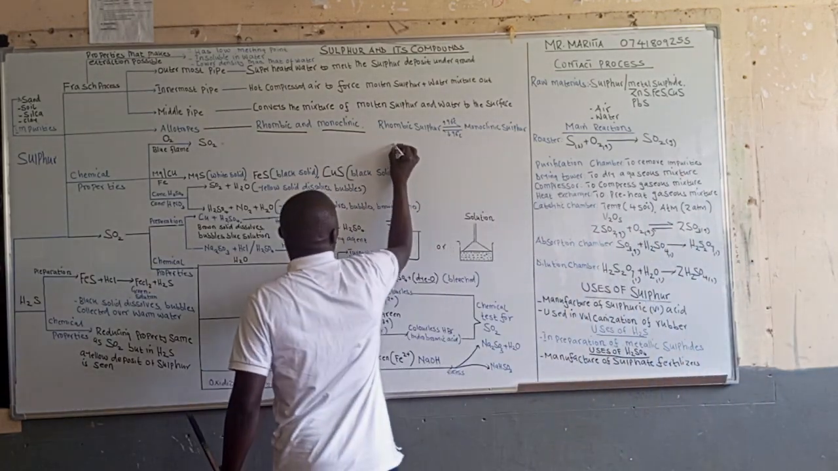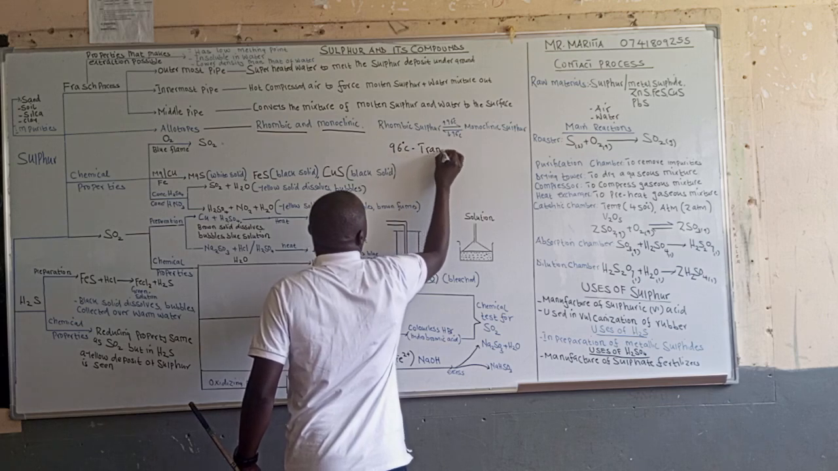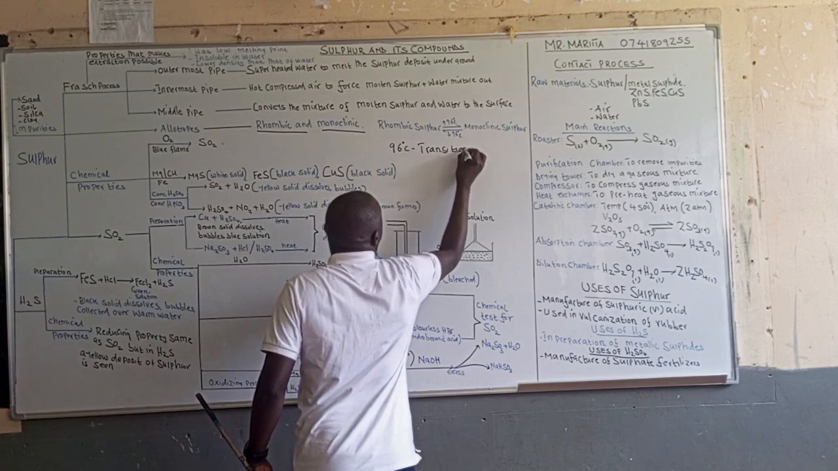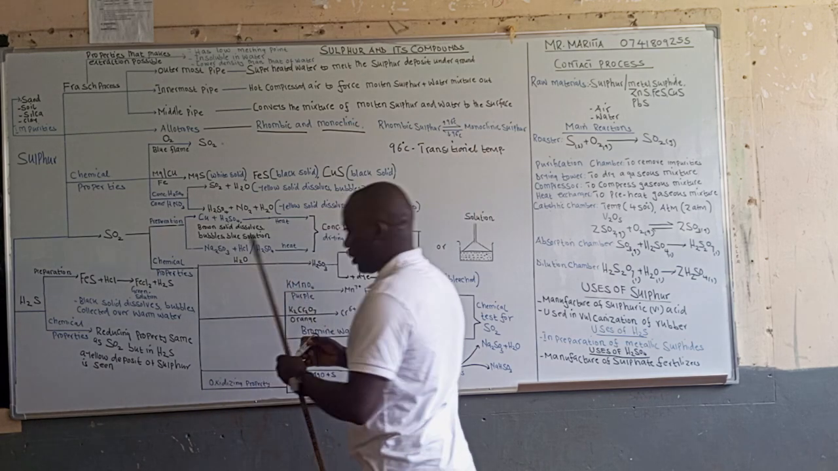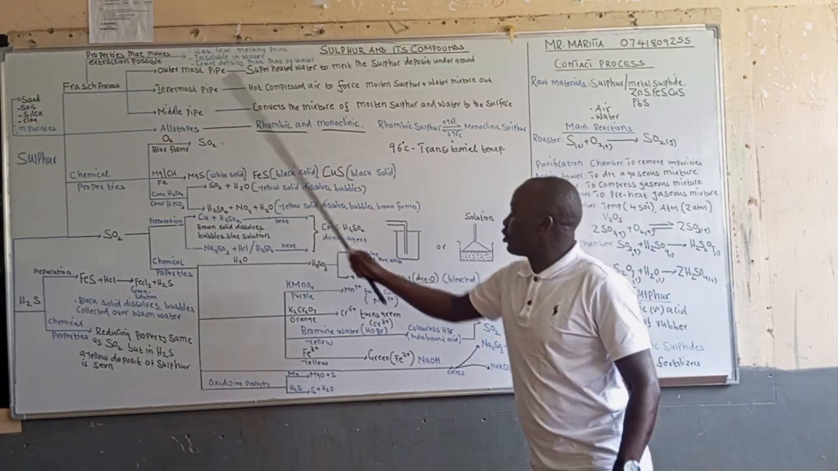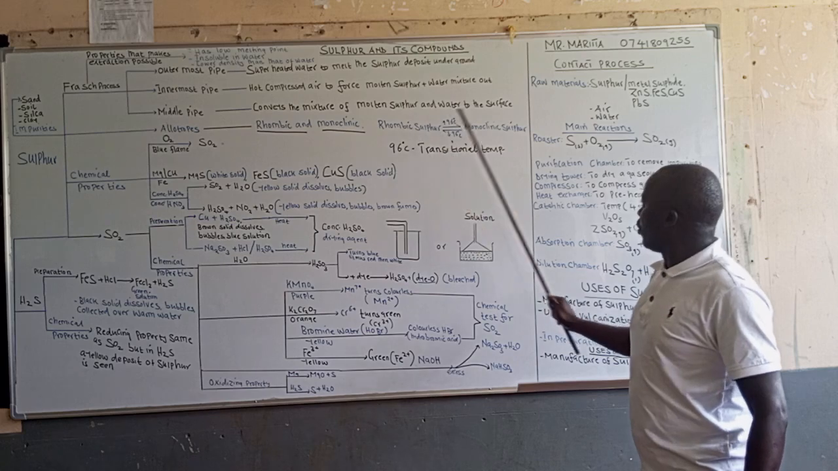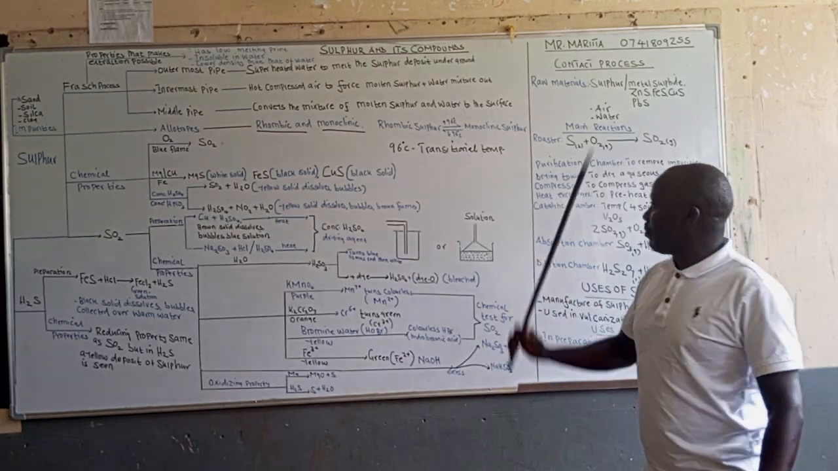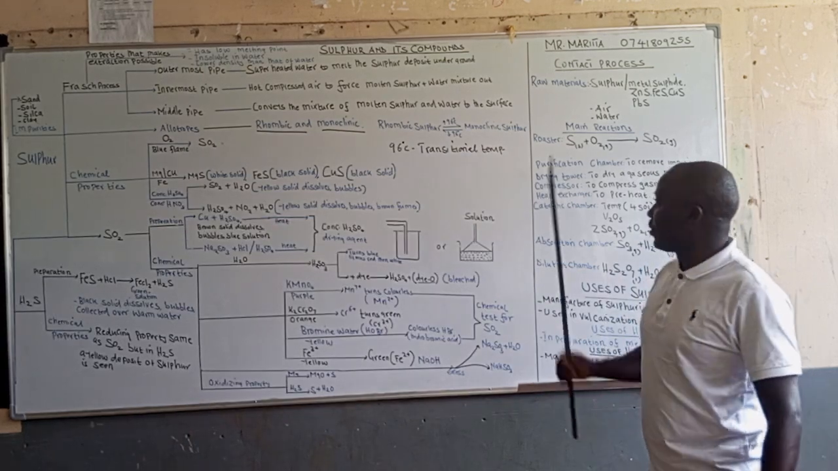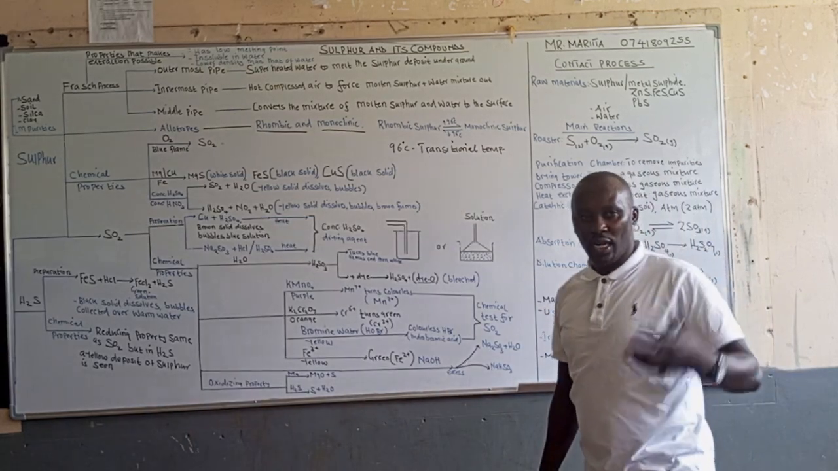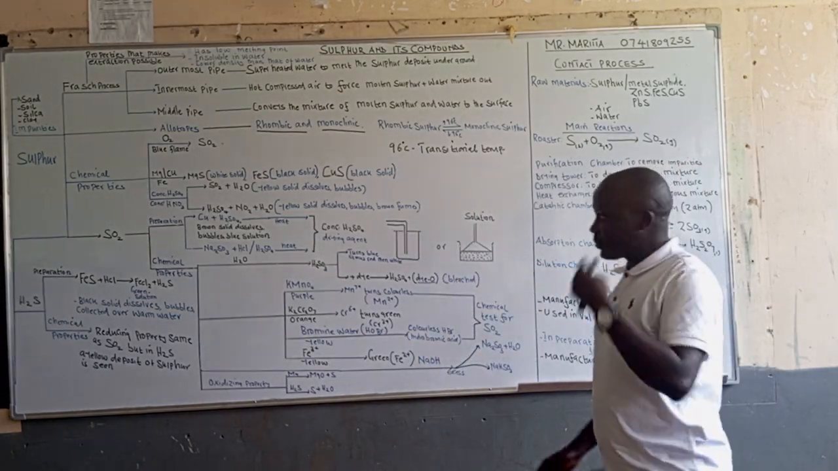So this 96 degrees is called the transition temperature. So we have allotropes, rhombic and monoclinic. Rhombic will change to monoclinic when the temperature is above 96. Monoclinic will change to rhombic when the temperature is below 96. And that temperature where an allotrope changes from one form to another is called the transition temperature.